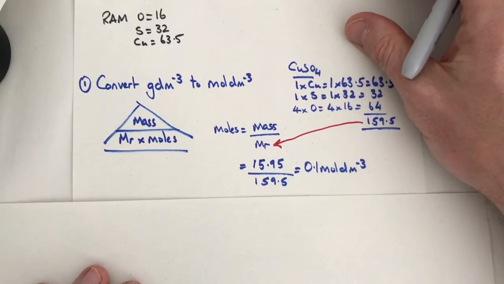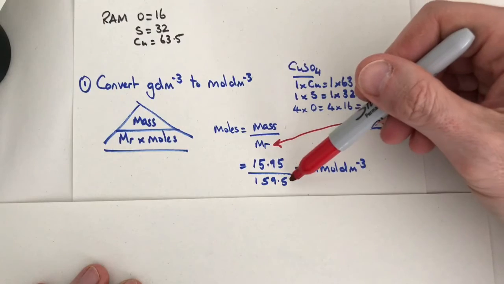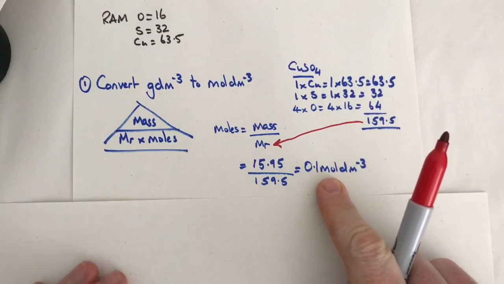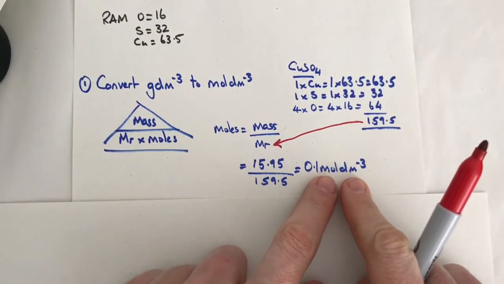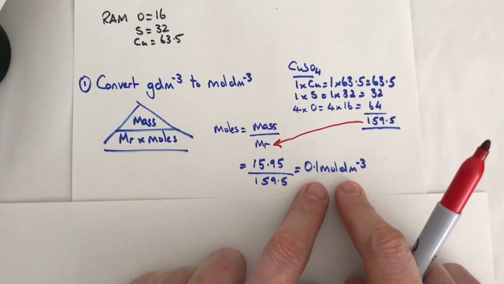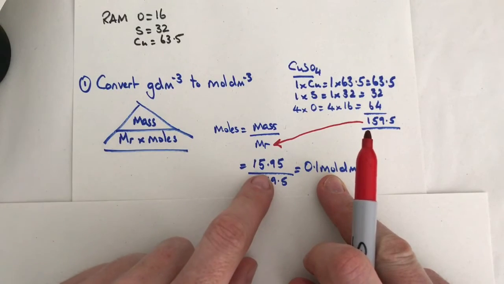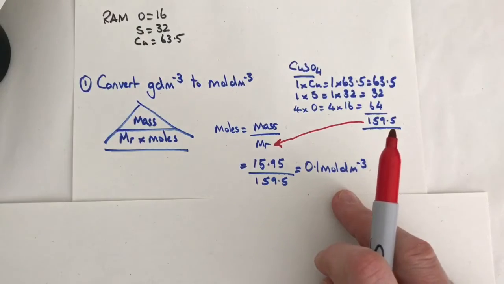So it initially told me the mass was 15.95, divided by the number I've just calculated, and it gives me 0.1 moles. Because it was in a decimeter cubed before, this is this many moles in a decimeter cubed, just to remind me this is still a concentration. So step one done. I've converted the concentration in grams per decimeter cubed to moles per decimeter cubed.